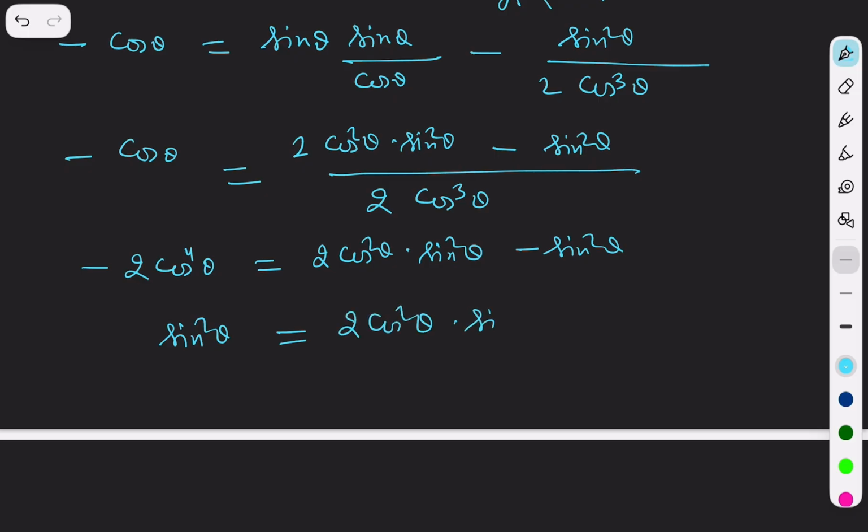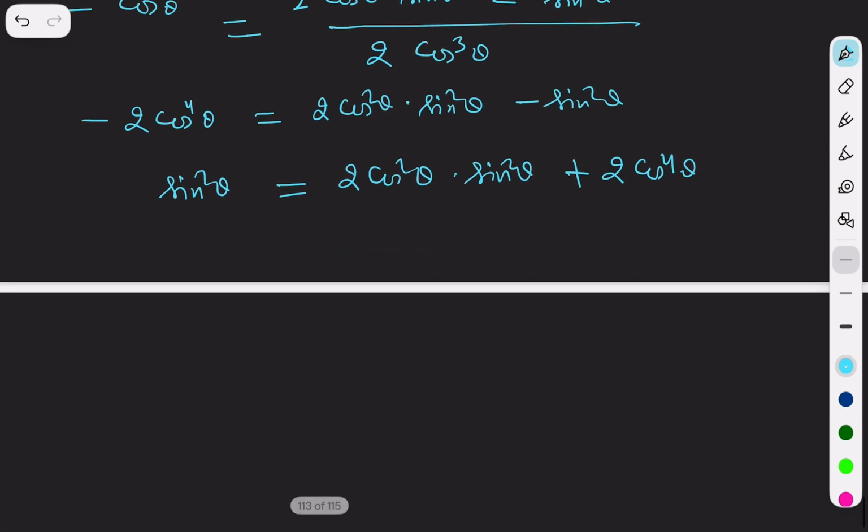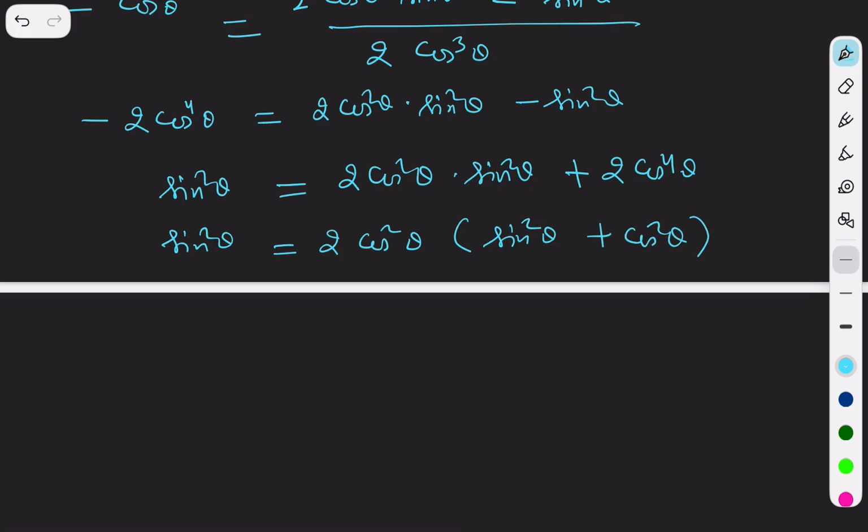Why I have brought it, you can see now what the magic is going to happen. Here, if I take 2 cos square theta common, what remains is sin square theta plus cos square theta, that is equal to 1. So what we are left with is tan square theta equal to 2. It means tan theta is equal to root 2. So we got the tan theta.